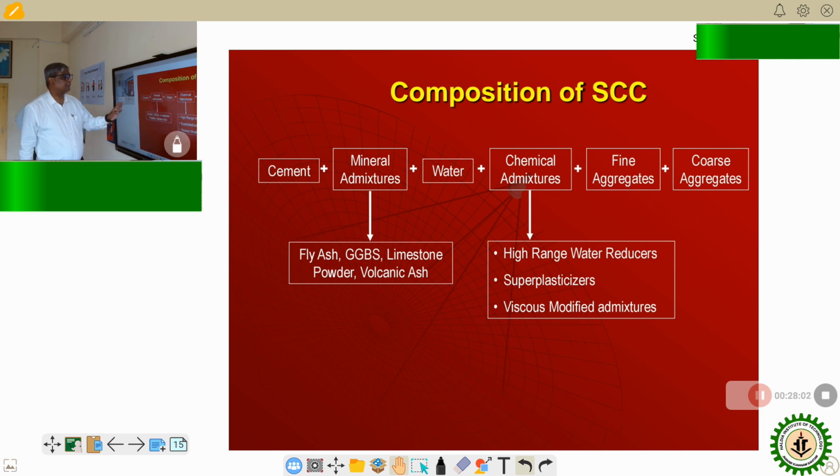Now you see the composition of self-compacting concrete. Cement, mineral admixture, water, chemical admixture, fine aggregate, coarse aggregate, all these things are there. For chemical admixtures, you can go for high range water reducers, superplasticizers, viscosity modifying admixtures. For mineral admixtures, fly ash, GGBS, limestone powder, or anything. Volcanic ash is not really available in India, but we can use other things also.